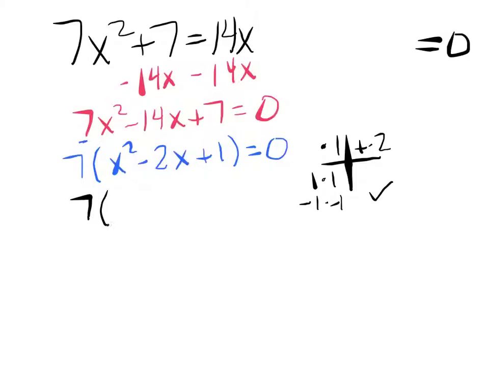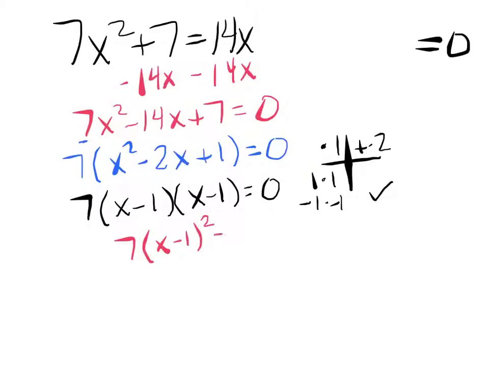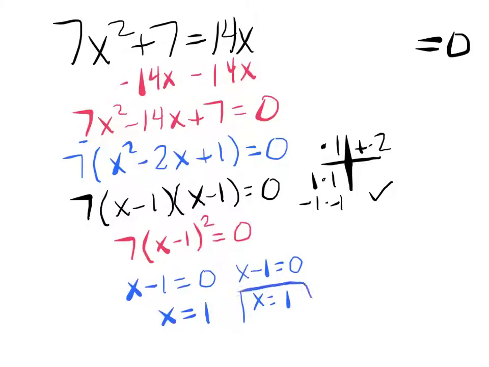So when we factor this, we're going to get x minus 1 as one factor, and x minus 1 as the other factor. Remember, we can write this as x minus 1 squared equals 0. Either way you write it, it doesn't matter, because you're going to have x minus 1 equals 0 twice. So if x minus 1 equals 0, you get x equals 1. If you do it a second time, you're still just going to have x equals 1. So this parabola only has one x-intercept. It hits the x-axis at x equals 1.